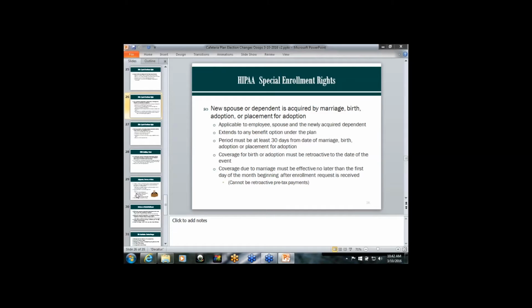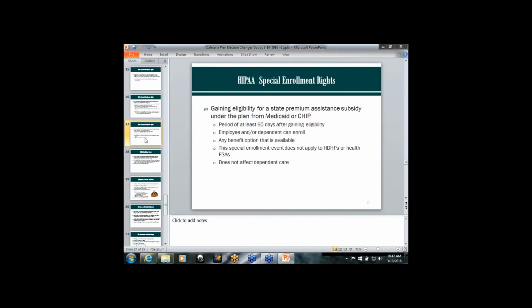And finally, under our HIPAA special enrollment rights, this was added basically under CHIPRA. And this is where you're gaining eligibility for a state premium assistance subsidy under either Medicaid or a CHIP program. Now, this HIPAA special enrollment right is a little bit different because the employee or the dependent has the right to give you a 60-day notice, not 30 days like your other special enrollment rights. Again, they're eligible for any benefit option that is available, and this does not apply if your plan is a high-deductible health plan or it's a health FSA. So you need to be careful watching what kind of coverage that you do offer. And of course, it doesn't affect dependent care.